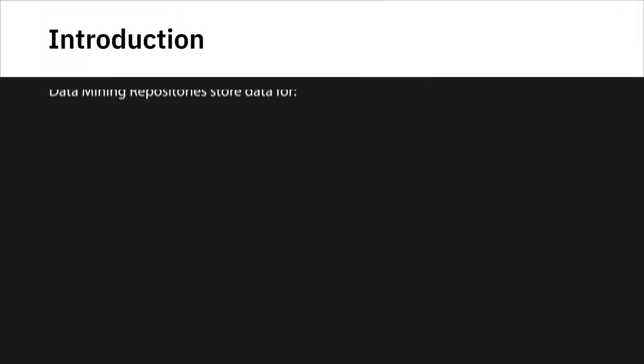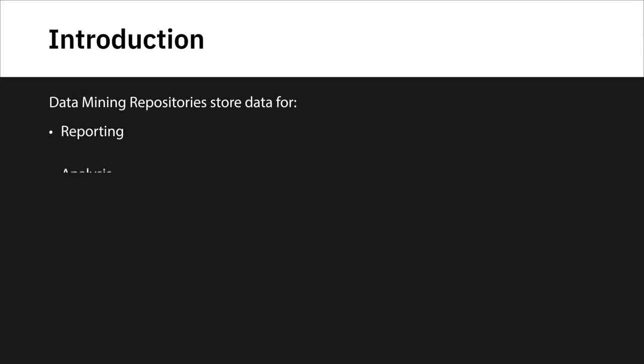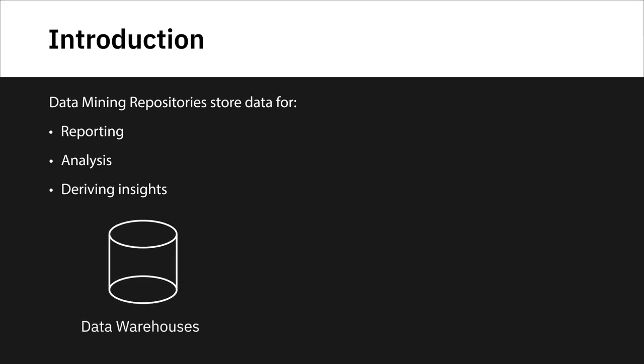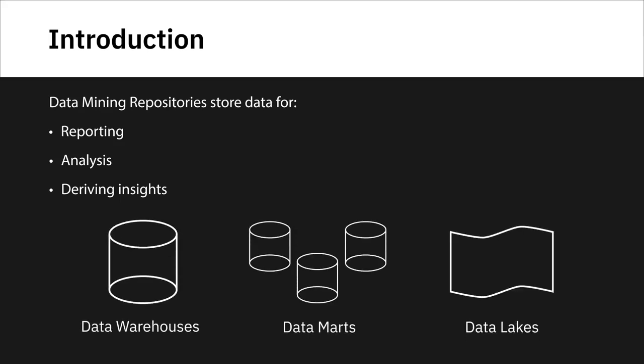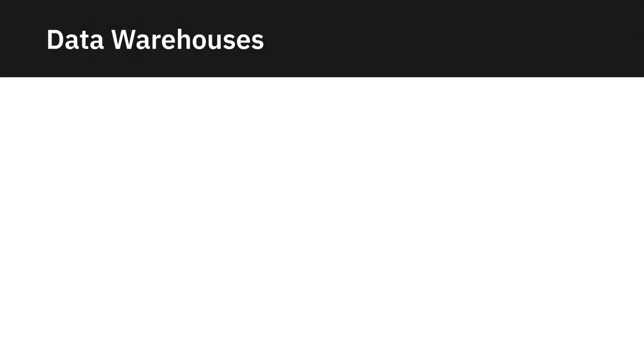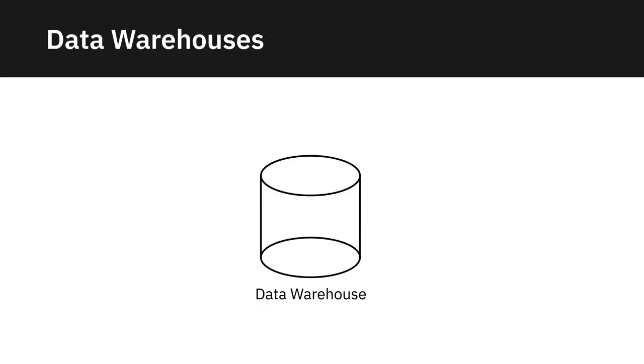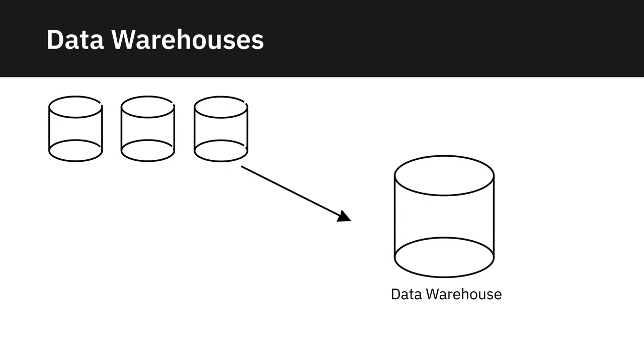All data mining repositories have a similar goal, which is to house data for reporting, analysis, and deriving insights. But their purpose, types of data stored, and how data is accessed differs. In this video, we will learn about some of the characteristics and applications of data warehouses, data marts, and data lakes. A data warehouse is a central repository of data integrated from multiple sources.